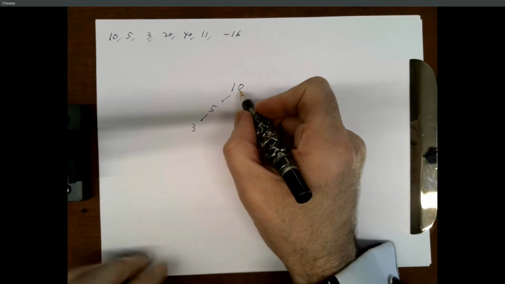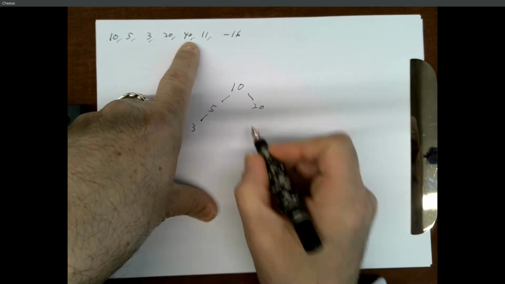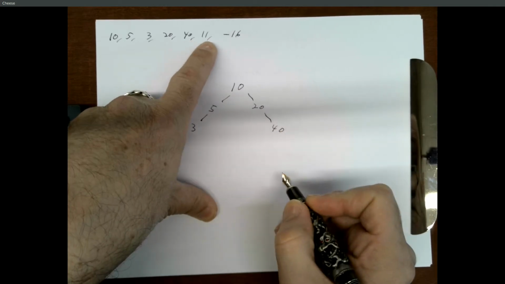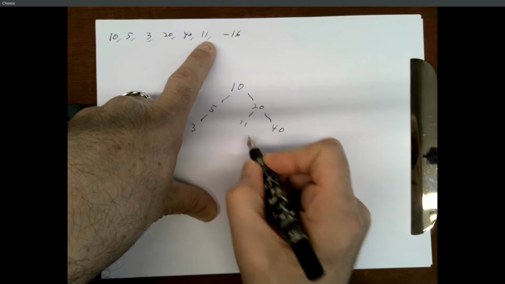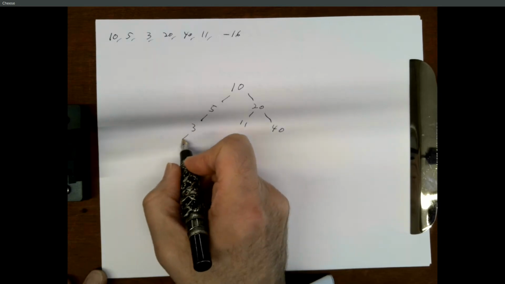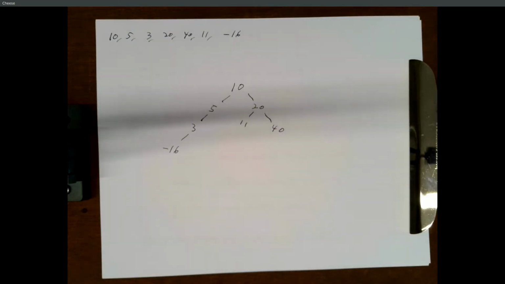Basically, start at the root, put in a 20, move to the right. That's where the 20 goes. 40, go to the right of 10, go to the right of 20. There's the 40. 11, go to the right of 10, go to the left of 20, there's the 11. And the negative 16, go to the left, go to the left, go to the left, there's your negative 16. So for that set of data, this is the tree that you would end up with. Okay? And this is what that recursive algorithm that we were looking at yesterday will come up with.